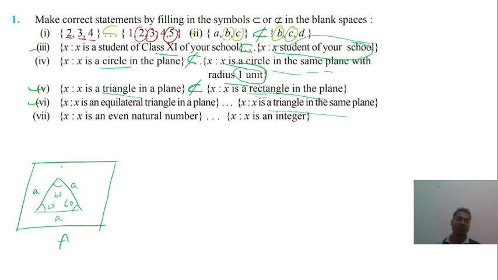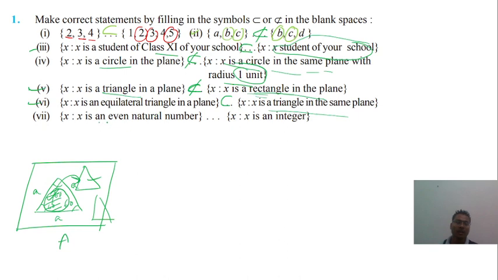So they are saying a triangle. Okay, so any triangle, they are generally saying any triangle. In any triangle, the equilateral triangle is a part, so we can consider this as a subset. A general triangle may be a right angle triangle or any triangle, and equilateral is a special type of triangle, so we can consider it as a subset of any triangle in the plane.